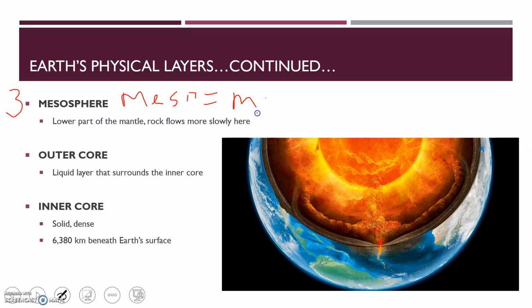All right. The third layer is the mesosphere. And meso means middle, if you did not know that. This is the very middle layer because it's layer 3. Not a whole lot specifically that you have to know about the mesosphere. It's just that the rock is going to flow kind of smoothly here, but it's going to flow slowly, okay? So it flows slowly.